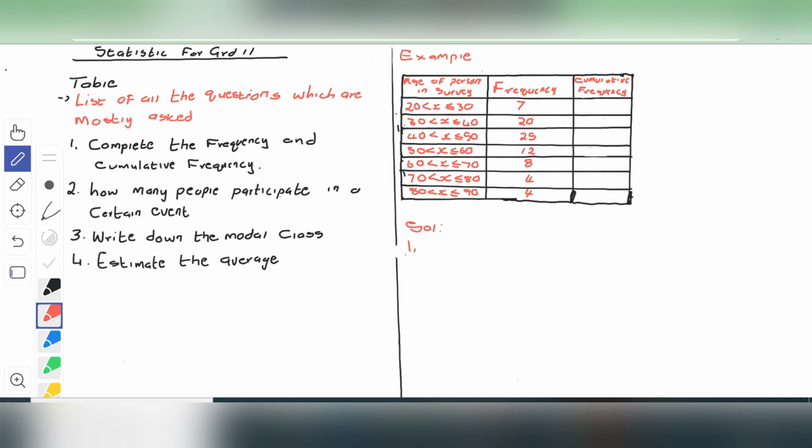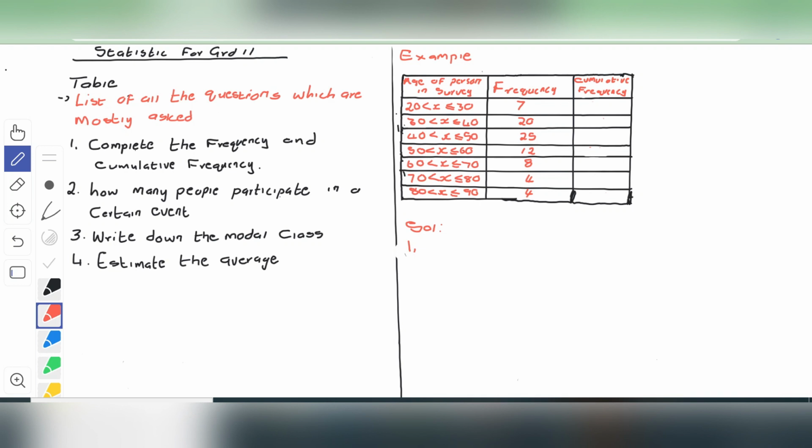Then when we are done with it, there will be another video whereby I'll be explaining the ogive, because we are only left with the ogive after explaining this one.